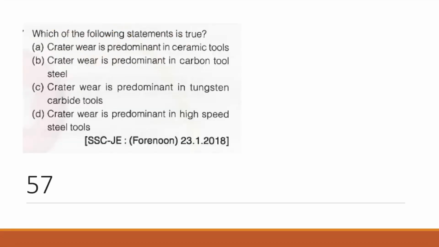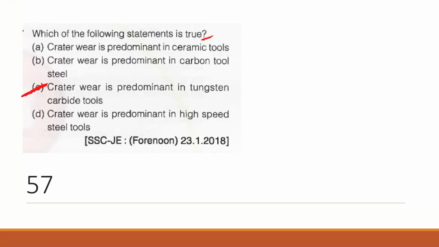Which of the following statements is true? Crater wear is predominant in ceramic tools. Crater wear is predominant in carbon tool steel. Crater wear is predominant in tungsten carbide tools. Crater wear is predominant in high speed steel. So the correct answer is crater wear is predominant in tungsten carbide tools.